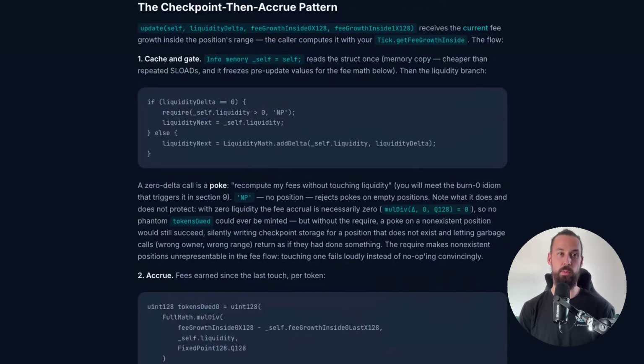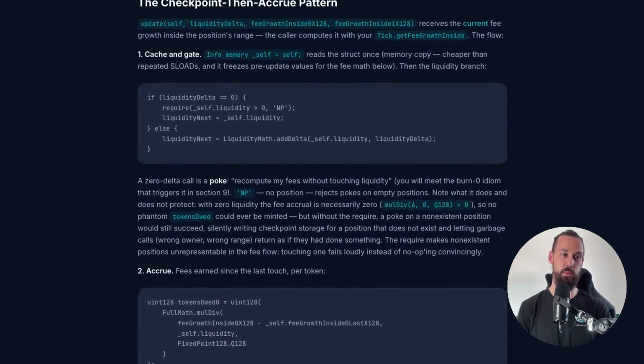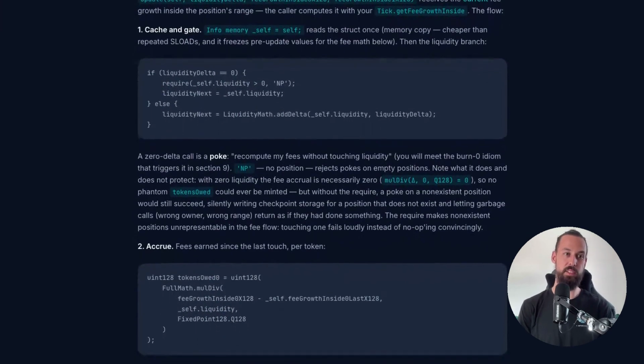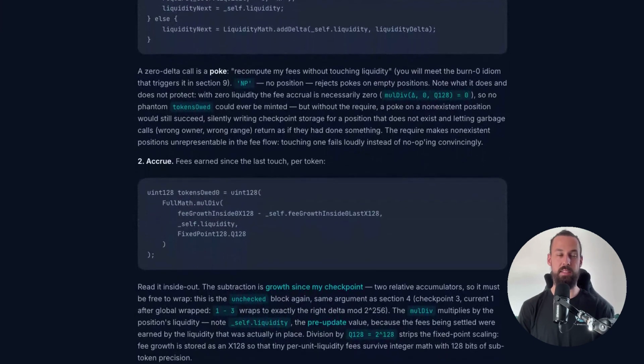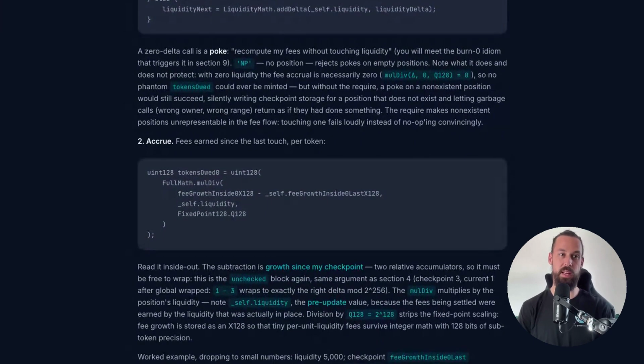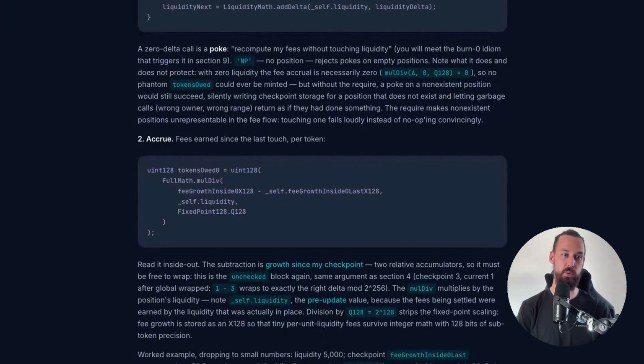Right. The update function. It's a checkpoint-then-accrue machine, and there are 3 steps. Step 1. Cache and gate. Read the struct once into memory. That's cheaper than repeated storage reads, and it freezes the pre-update values for the fee math coming next. Then branch on the liquidity delta.